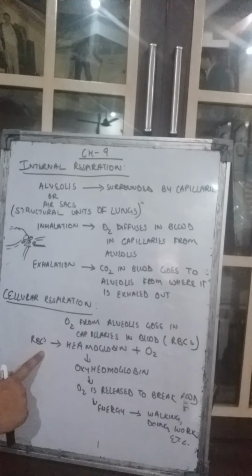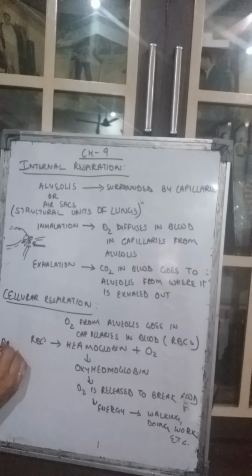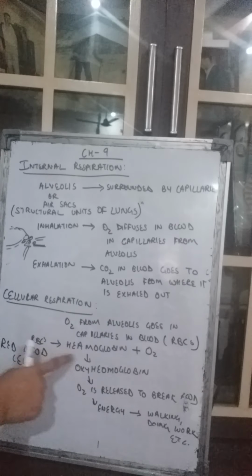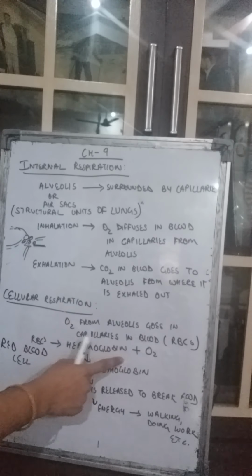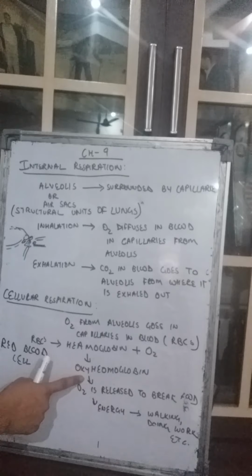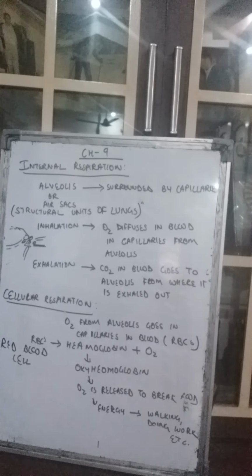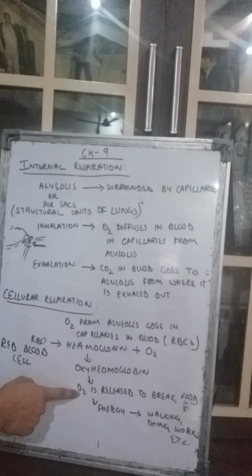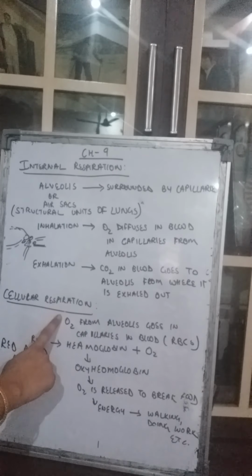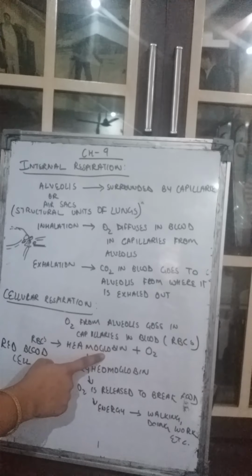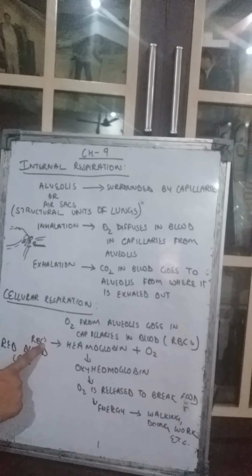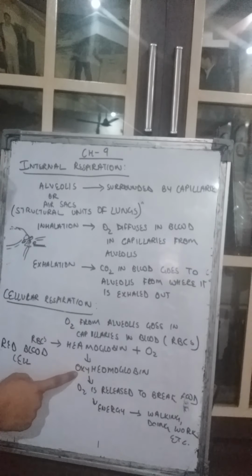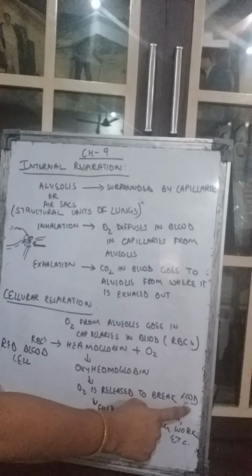RBC is red blood cell. In the red blood cell there is a compound called hemoglobin, and that oxygen combines with hemoglobin to form oxyhemoglobin. Okay, now what happens? From this oxyhemoglobin the oxygen is released. Oxygen cannot come from the blood directly. Remember that. Oxygen first gets combined with hemoglobin which is present in RBC. Oxygen will go in the RBC section only. In RBC there is hemoglobin. It will combine with this hemoglobin to form oxyhemoglobin. From here the oxygen will be released to break the food.